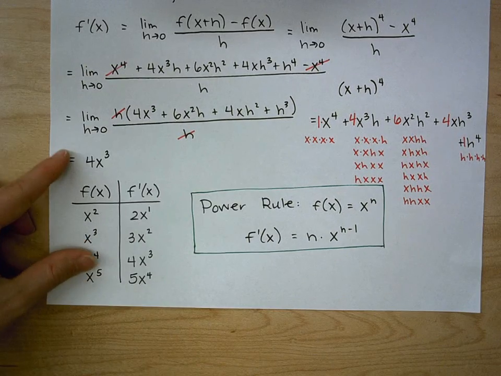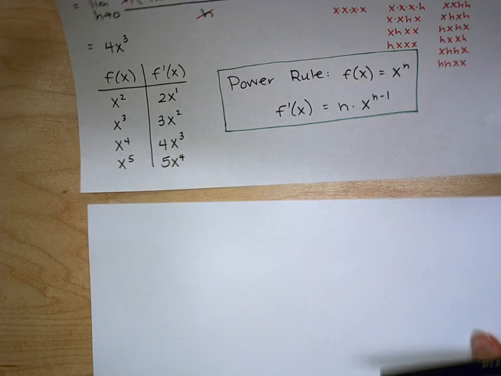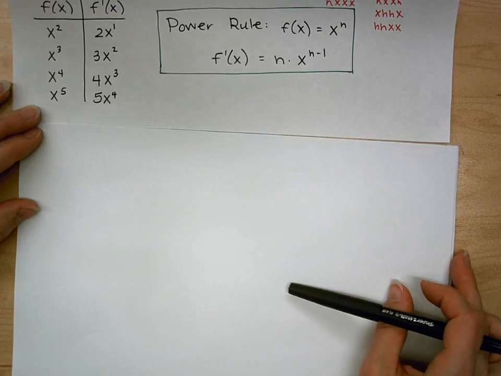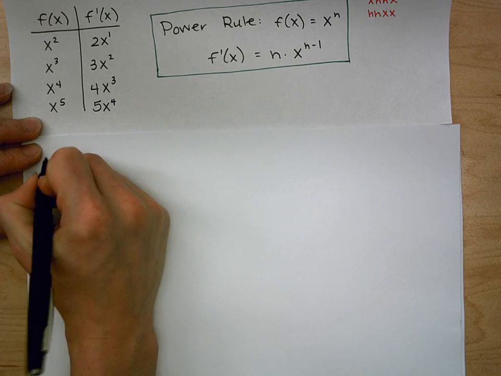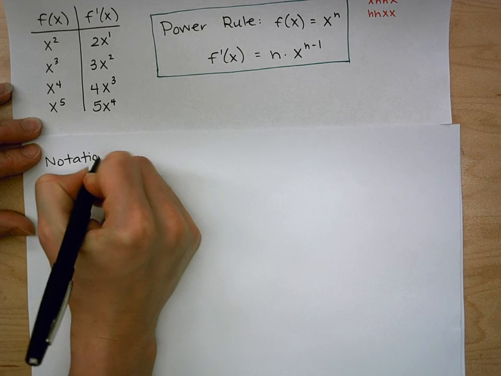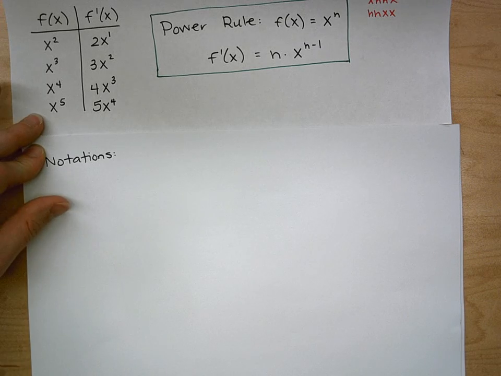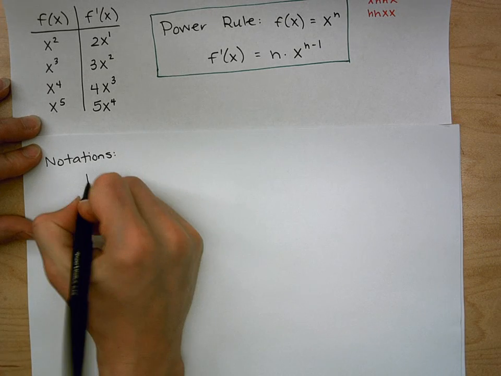Okay, so now that we have the power rule, I'd like to talk about some other notation as well. That is, other notations for the derivative. Now, we've already talked about what we call prime notation.